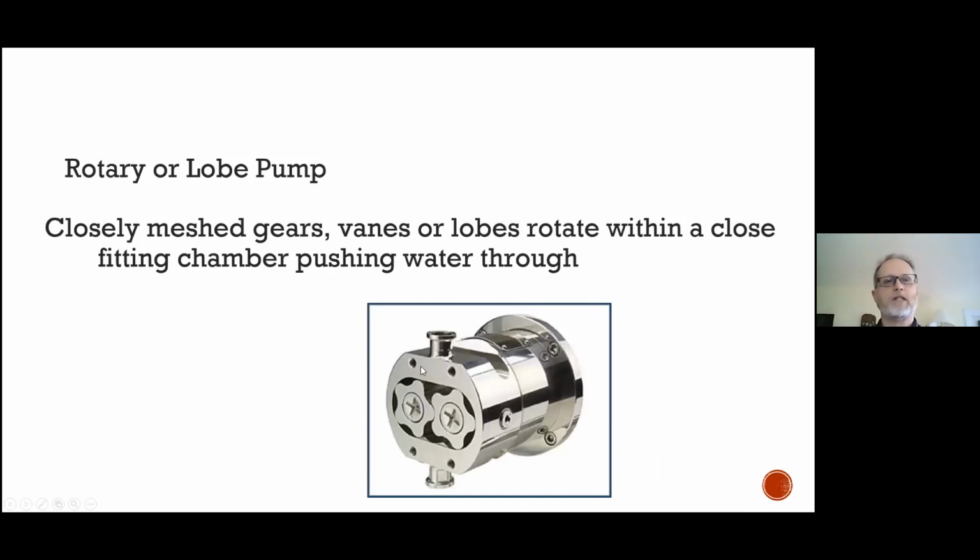Here is a rotary, sometimes called peristaltic pump or a gear pump. Basically the same: the rotation of these vanes or gears helps push the water through a very small chamber. It pulls water in through the inlet, and as these rotate, they push the water and impart some energy to push it through the discharge side of the pump.